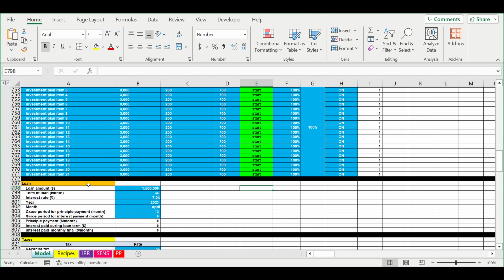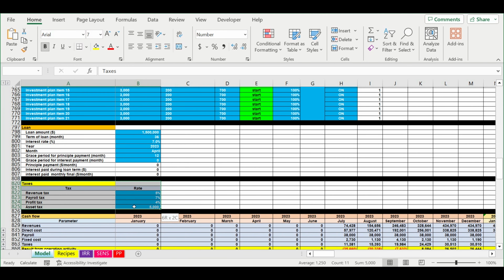We may also need to add a loan to our project. Let's look at it. First of all, we specify the amount of loan, term of loan, interest rate, when we get this loan, year and month, and finally, we set up the grace periods, if we have any, for interest payments or principal payments.